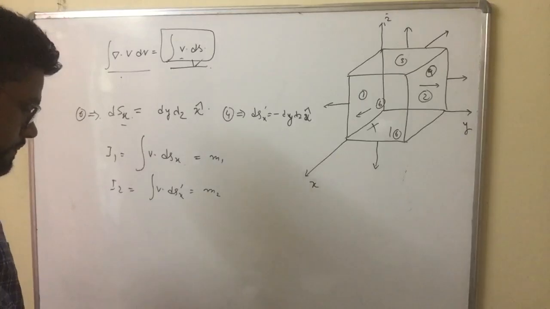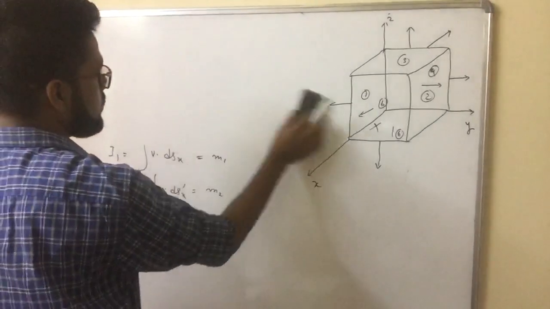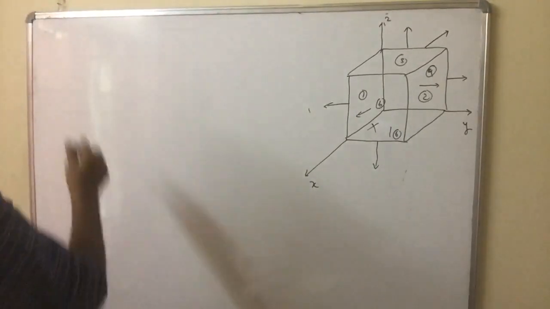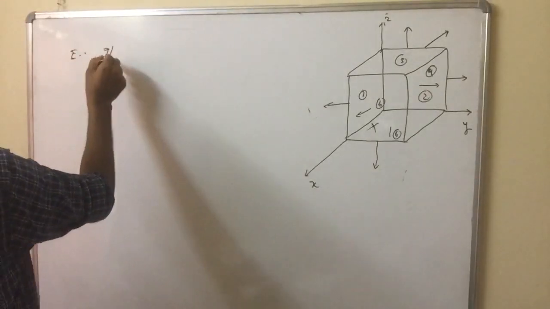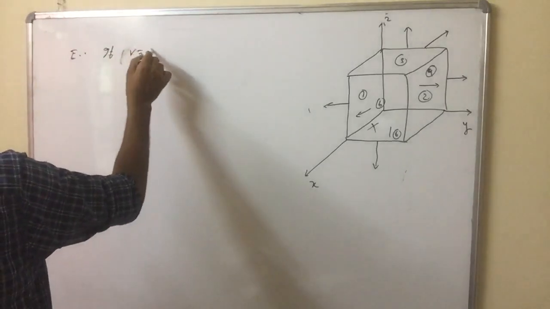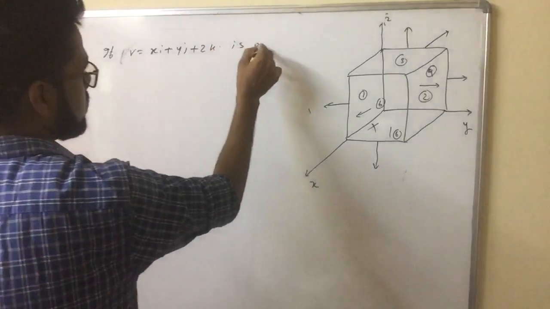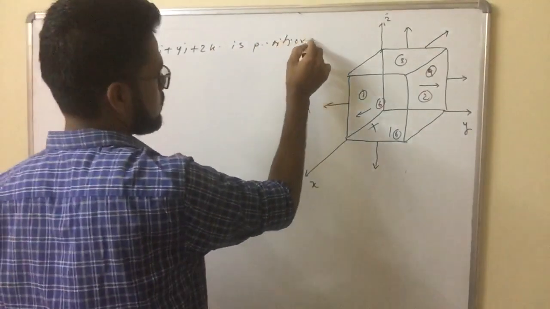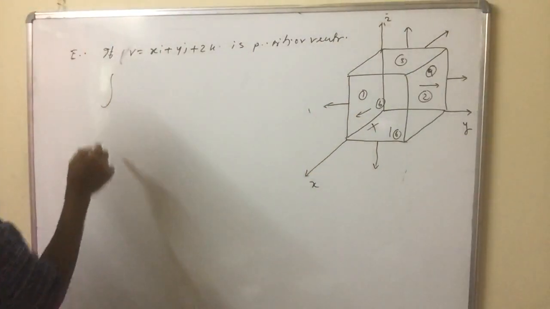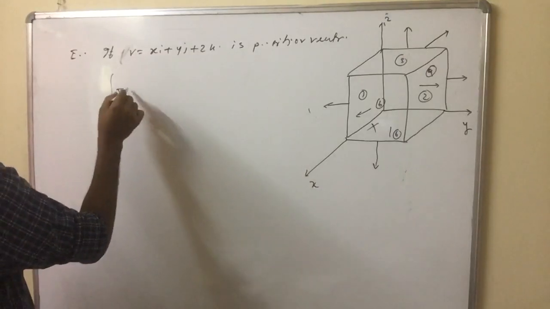Another example. This question comes in a GATE exam. If r, or v, equals x i plus y j plus z k, the position vector, then find the value of the integral of divergence of v dv.